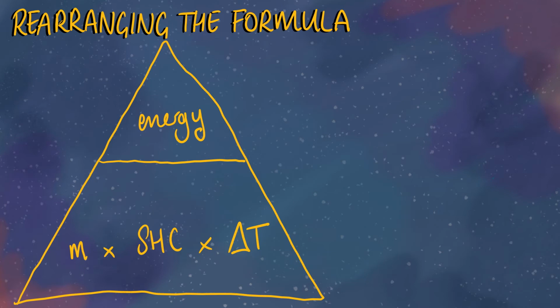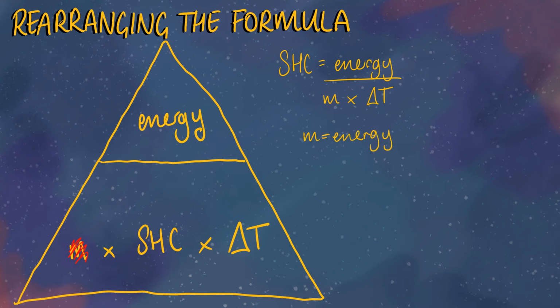Right, and rearranging it. So if we want to find out the specific heat capacity, we cover it up, and that will leave us with specific heat capacity equals energy divided by mass times change in temperature. Okay, if we want to know what the mass is, we cover it up, and we are left with mass equals energy divided by specific heat capacity times change in temperature.